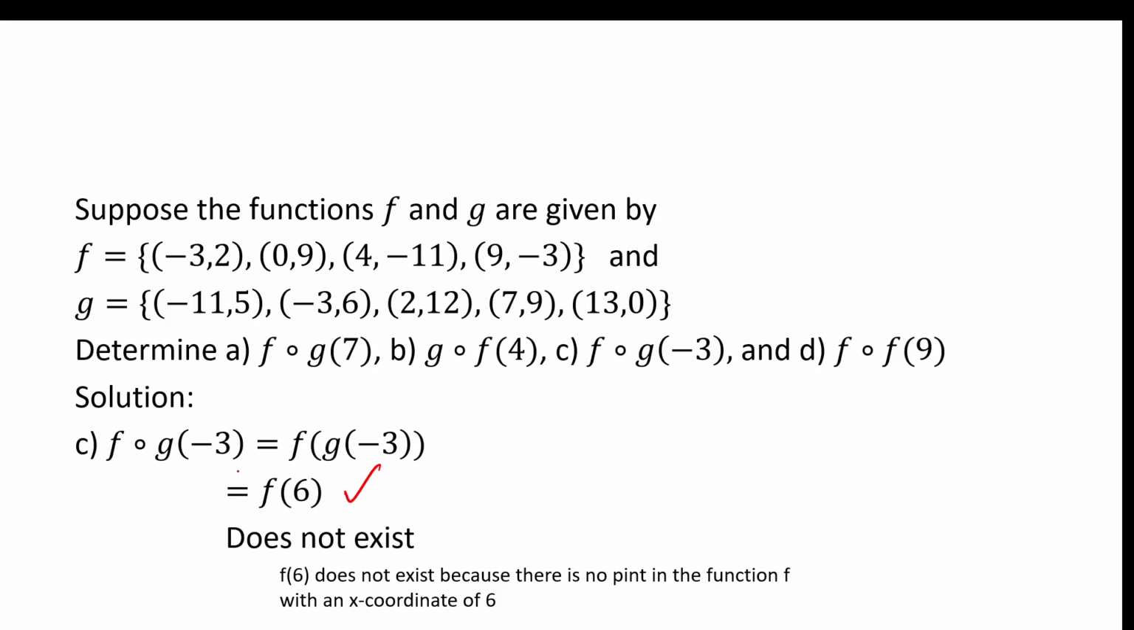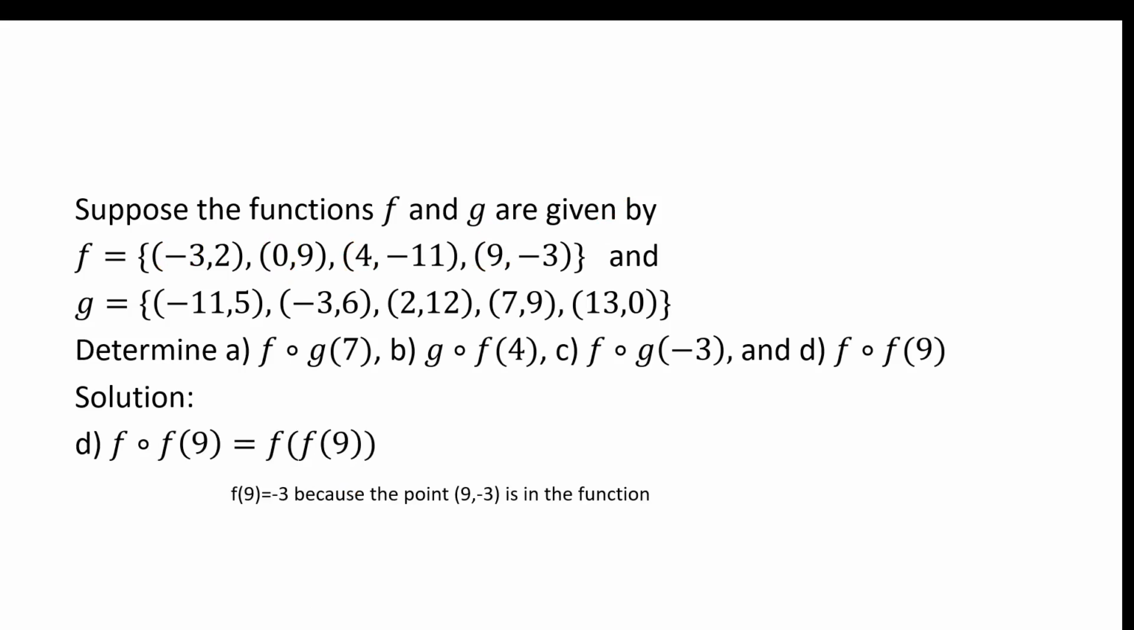But then we look to see, well, what is f of 6? To find f of 6, we look in the f function, and we ask ourselves, what does y equal when x is 6? And then we realize, gosh, x never equals 6. X is only negative 3, 0, 4, and 9. If x is never 6 in the f function, then f of 6 doesn't exist.